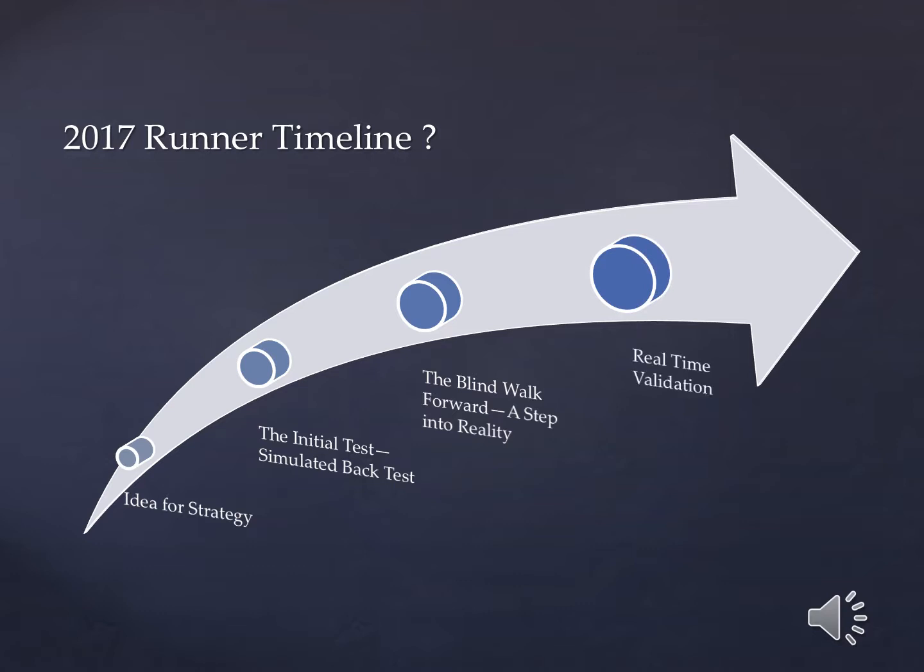This new strategy, 2017 Runner, this is the timeline. Of course, I've had the idea for the strategy, and I've done the initial test, which is a simulated back test. And now we're going to do the blind walk forward from today's date and see how it works out. Any of you who'd like to have this on your machine and follow it, I'll be glad to give it to you free of charge. Just let me know, and I'll put it on using TeamViewer. And then once you've done that, obviously, if you buy it or if you use it for a long period of time, you'll be able to do a real-time validation at that point.